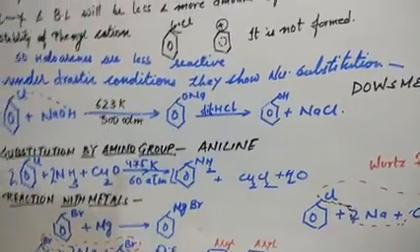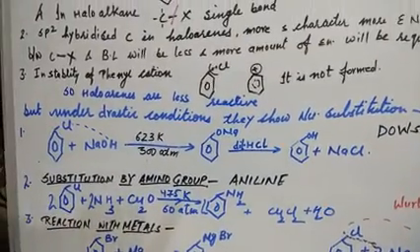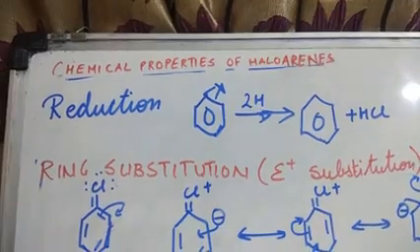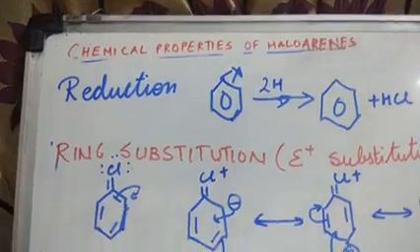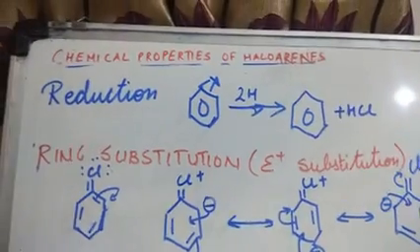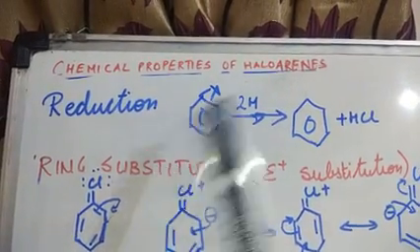Okay, students? Now, the next chemical property we are taking is reduction. As we did in alkyl halides also, alkyl halides on reduction gives alkane.